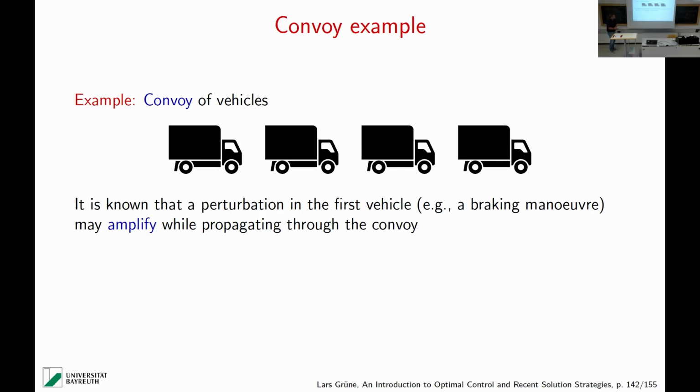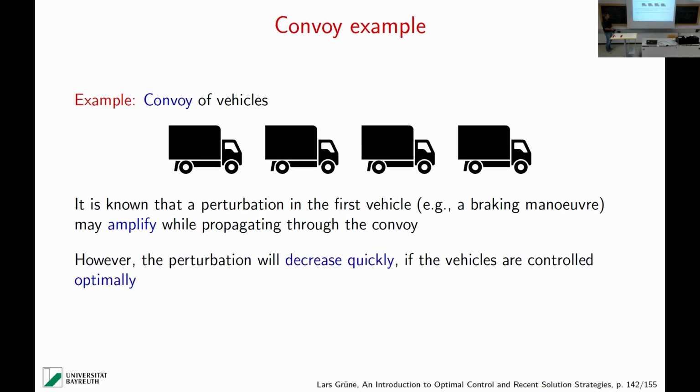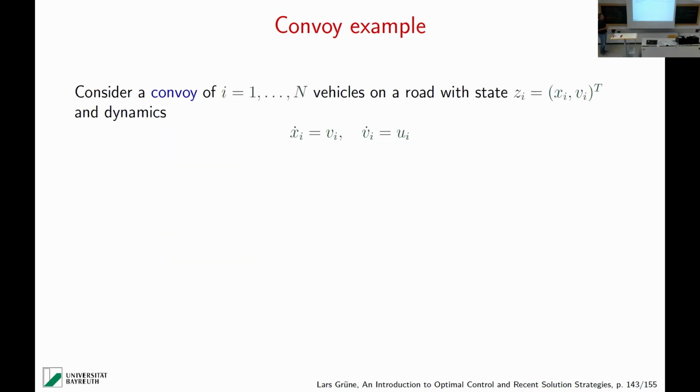And mostly, if they write down some rule, it will end up in something unstable. So a little brake here will actually make this one brake more, and then it's like, how do you call it, an accordion effect. And you can see this in simulations. However, if we use an optimal control, then as you will see, the perturbation will actually decrease quickly. And you can do this with something as simple as a linear quadratic problem, which we can also solve efficiently. So I can really show you exact solutions now.